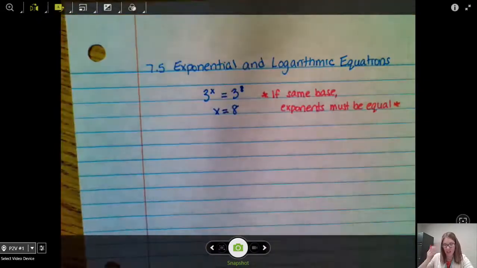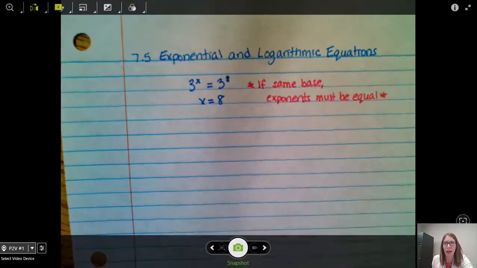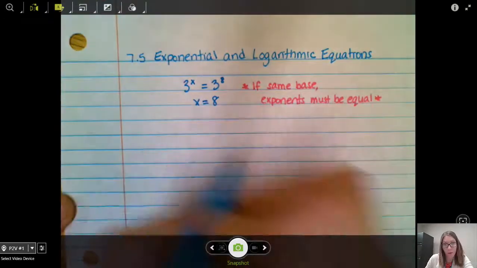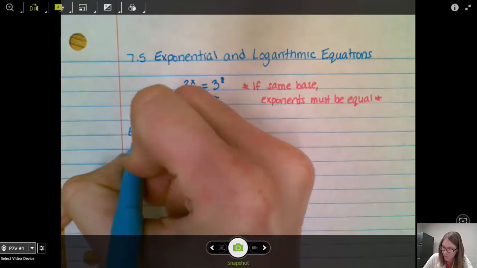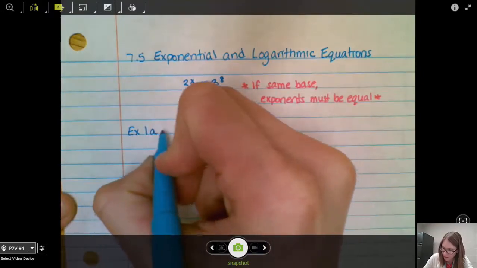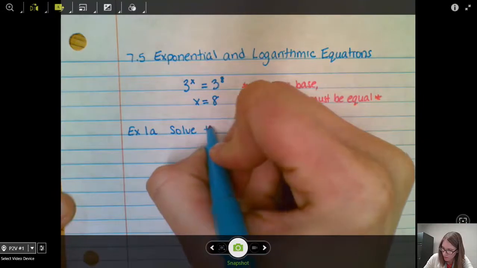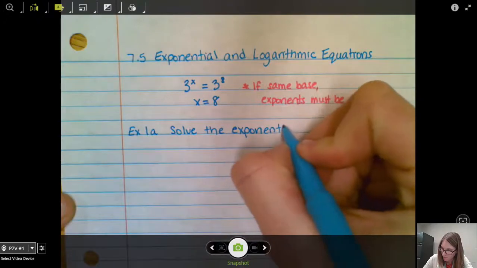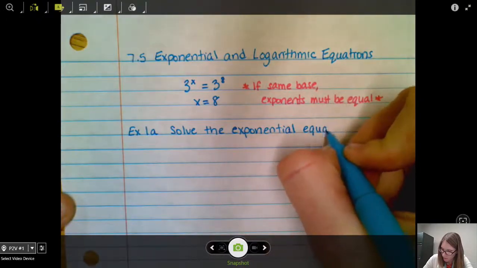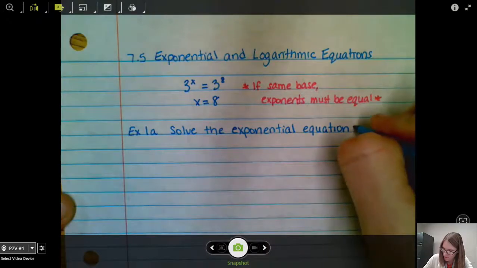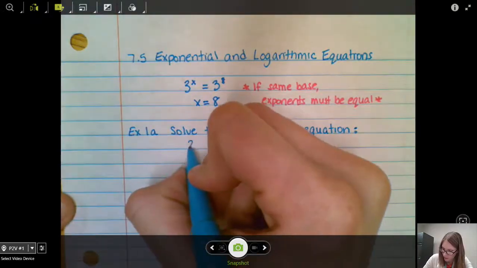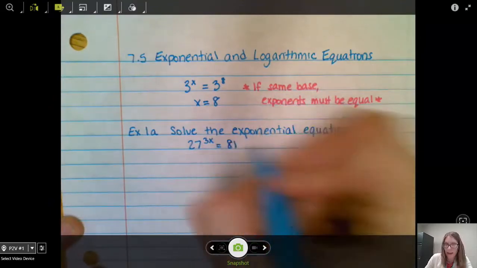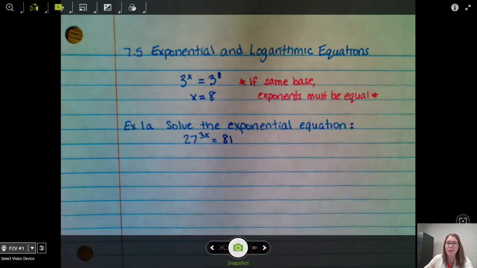And that's one of our foundations for solving these exponential equations that we also used earlier on when we were evaluating logs the first time. So here we go with example 1a. We're going to solve this exponential equation. So it's 27 to the 3x power equals 81. Okay, 27 to the 3x equals 81.